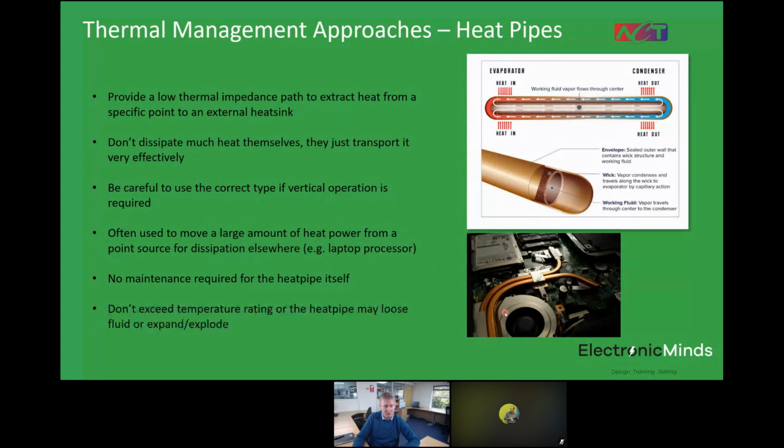The only thing you do have to be careful of is that you don't exceed their temperature rating, because if you imagine what's going on here at the hot end of the heat pipe, we've got liquid that's evaporating, so we're going to get a pressure buildup. If we make that pressure buildup too high, then potentially your fluid could leak out of the heat pipe over time, and it will lose its effectiveness. Or in the worst case, if it gets too hot, it could actually deform or explode. So you mustn't use them above their rated capability.